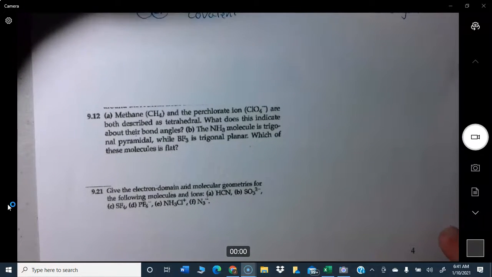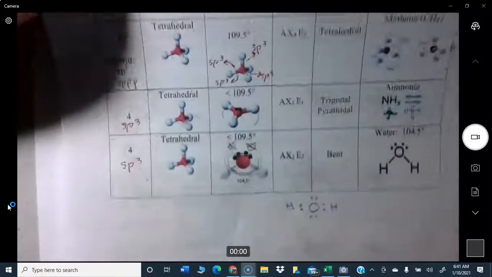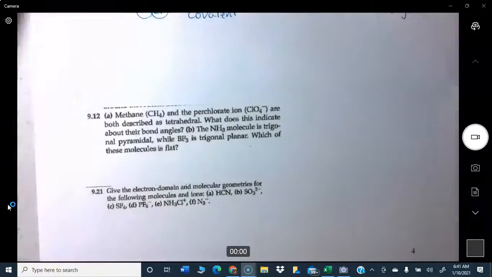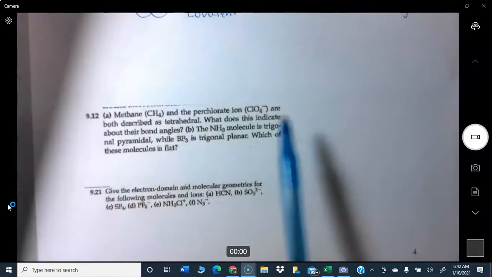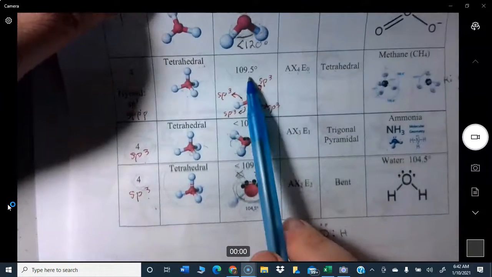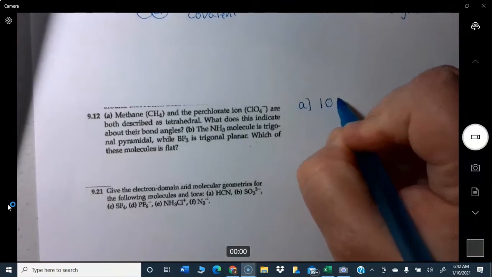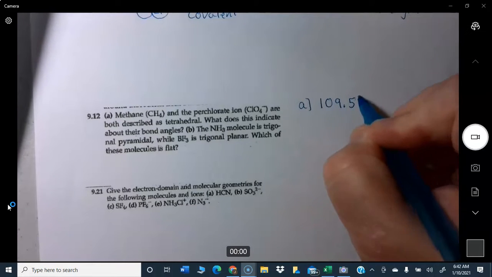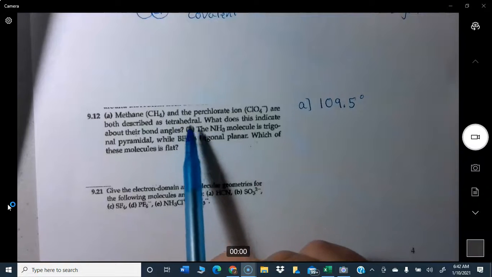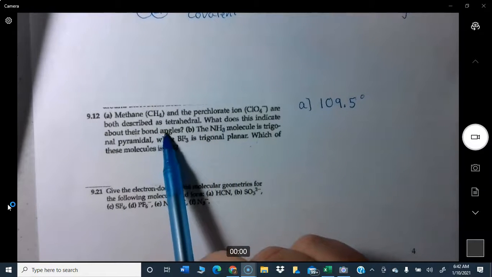Okay, 9.12. Methane CH4 and perchlorate ion are both described as tetrahedral. What does this indicate about the bond angles? All right, so again, just come back to your chart, and they both have 4 bonded atoms. You can see there, H4 and O4. Don't worry about the ion part of it. So it's 109.5. Okay, so A, again, I'm just writing quick answers. On this one, it's okay to just write the number, just get through it. It's fine.